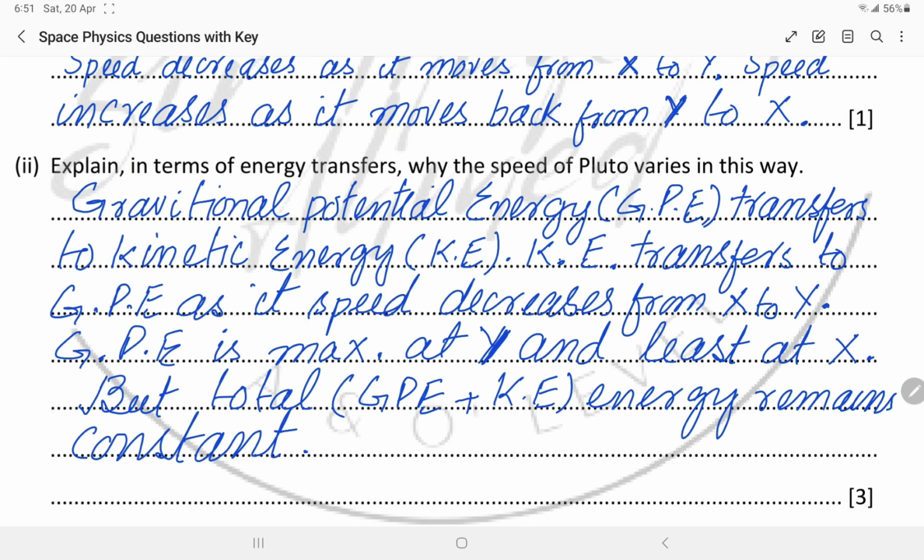Our answer is, the gravitational potential energy GPE transfers to kinetic energy. Kinetic energy transfers to gravitational potential energy. As its speed decreases from X to Y, gravitational potential energy is maximum at Y and it is minimum at X. And the total energy always remains constant or conserved. So the sum of potential energy plus kinetic energy will remain constant.